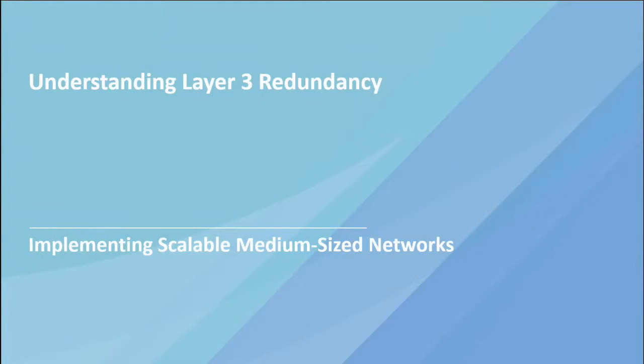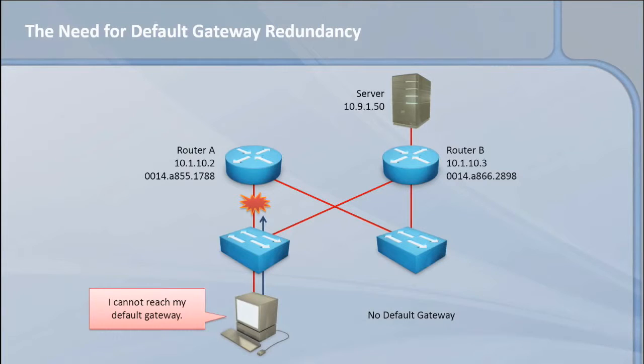So let's jump over here. All right, good. So these are back to our slides. Understanding layer 3 redundancy, which is also known as first hop redundancy protocols, or FHRP. This would be the category of Cisco configuration if you're looking through documentation trying to figure out how you would set this up.